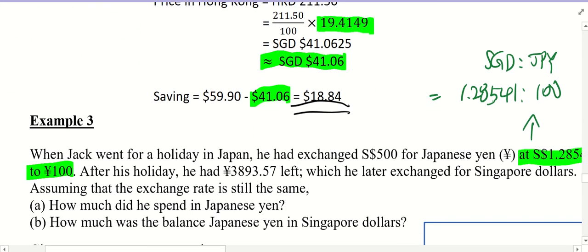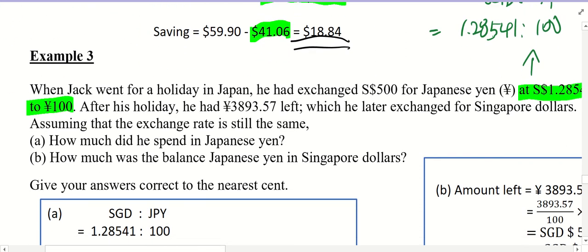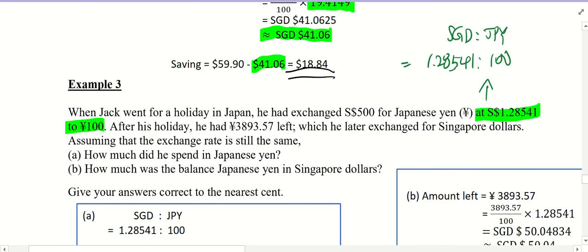Let's take a look at a bit more complicated question here. All right, so let's dive into the question straight away. When Jack went for a holiday in Japan, he exchanged 500 Sing dollars for yen. So he's prepared to spend 500 Sing dollars over there, at Sing dollars 1.28 to 100 yen. So with this piece of information, I can immediately write down the exchange rate in terms of the ratio.